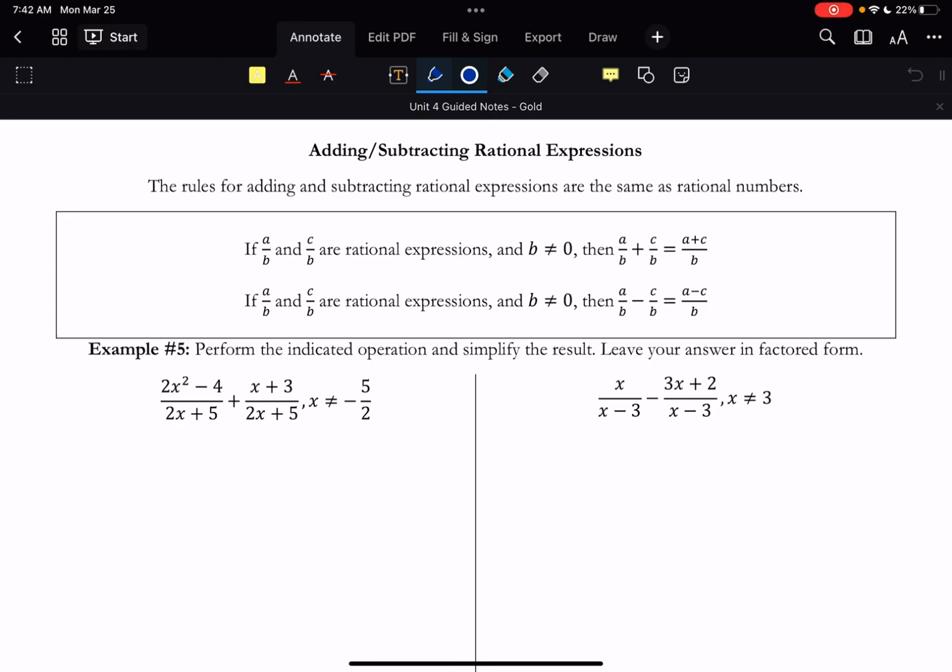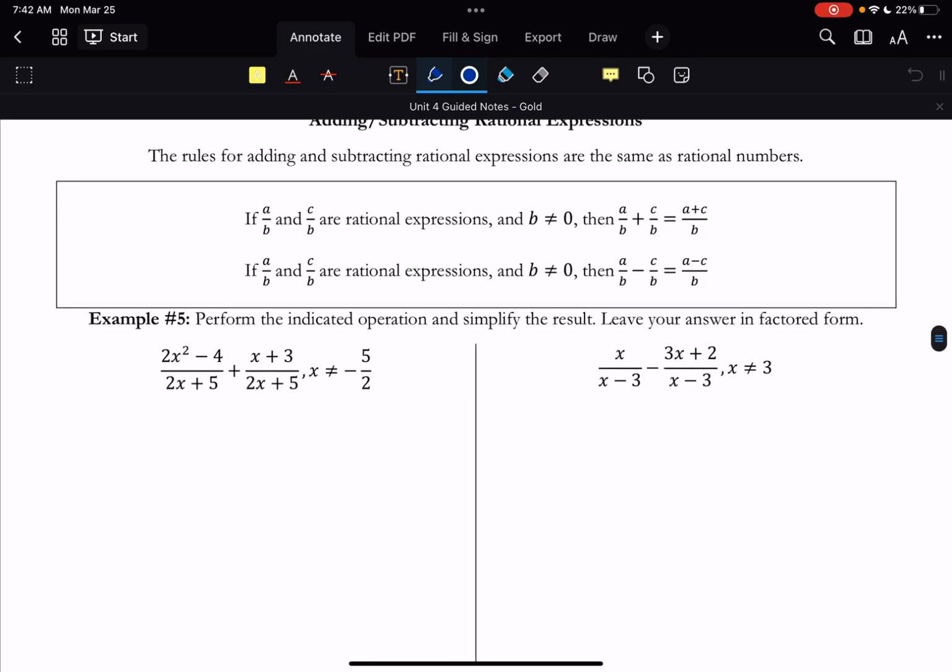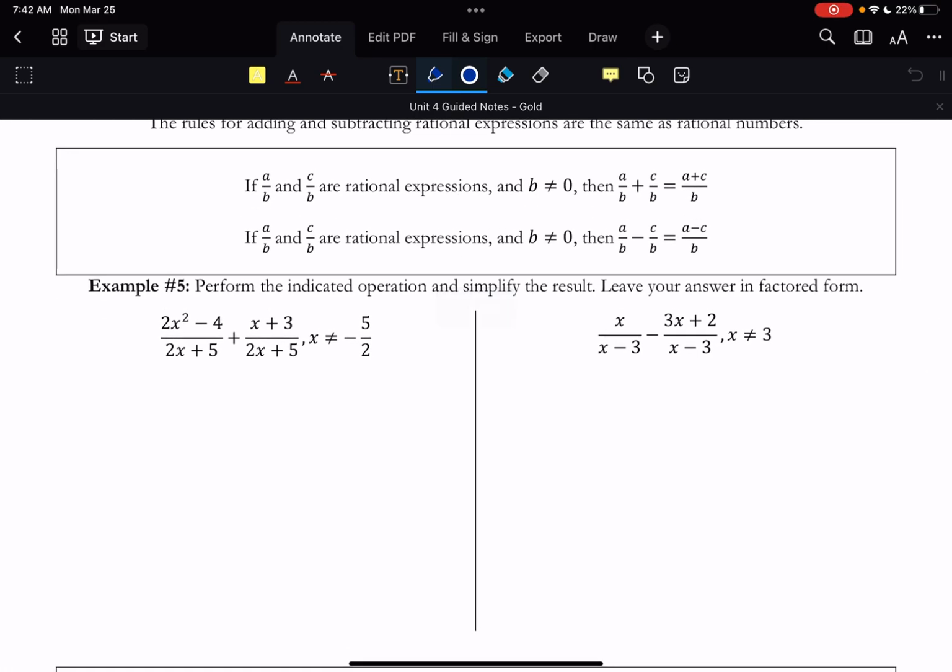If you have a common denominator already, all you're going to do is add or subtract their numerators. For my first one, I have 2x squared minus 4 over 2x plus 5 plus x plus 3 over 2x plus 5. Since I have that common denominator of 2x plus 5, I can just rewrite this as one rational expression. I can write this as 2x squared minus 4 plus the quantity x plus 3 all over 2x plus 5.